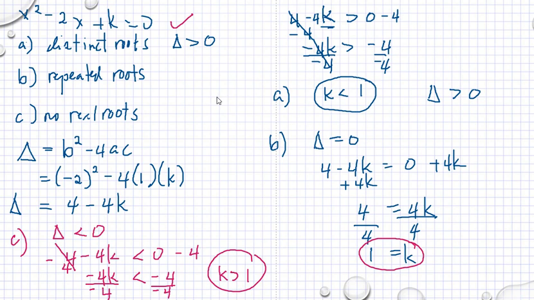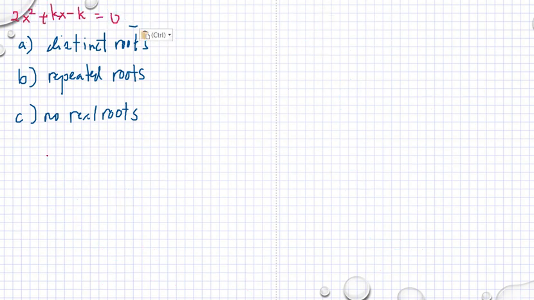Okay, another example. The same question, but we have a different equation. We have 2x squared plus kx minus k is equal to 0. So for A, it should be distinct roots. That should be the discriminant is greater than 0. The discriminant is b squared minus 4ac.